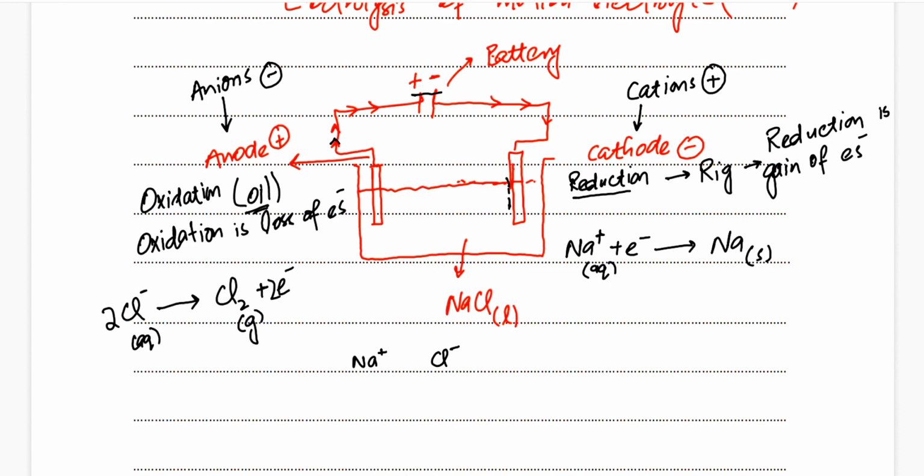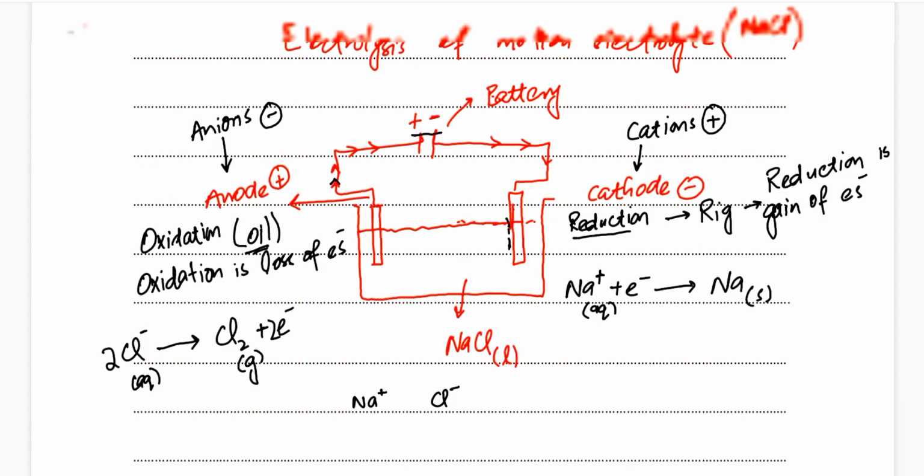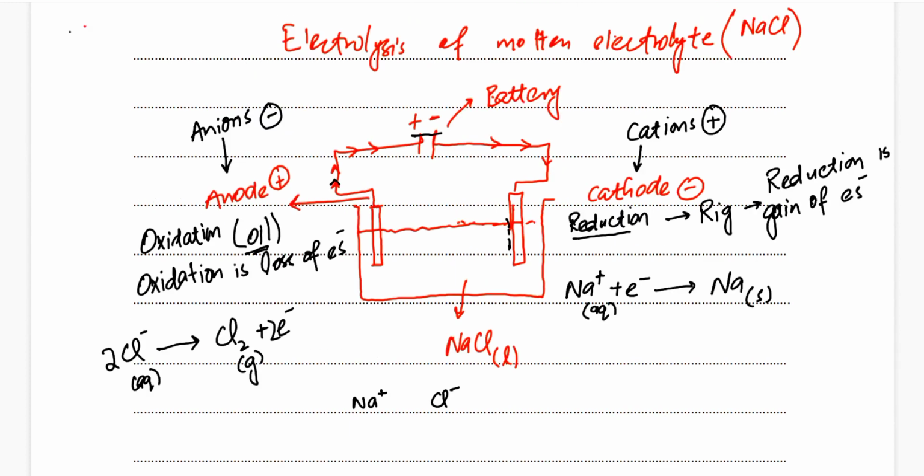So in this way, the electrolysis of any molten electrolyte will take place. Okay, instead of sodium chloride, we can take KCl, we can take MgCl2. So we can convert them into cations and anions by heating them. Okay, and they will become liquid and their ions will be mobile, moving freely. So cations will be attracted towards the cathode and anions will be attracted towards the anode, and cations will be reduced, and anions will be oxidized on the anode. So this is simple for the molten electrolytes.